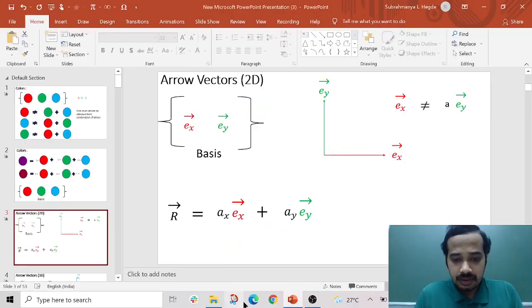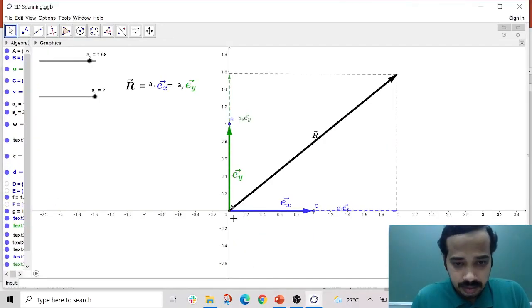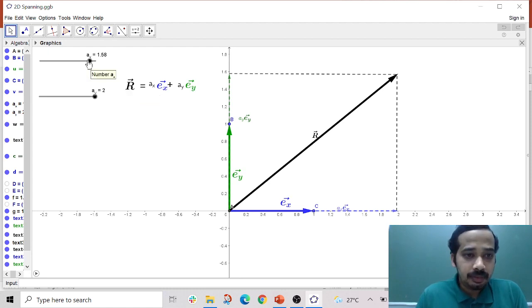We shall see this in a GeoGebra animation. Here I have taken the Ex vector, that's along the x-axis, a unit vector, the Ey vector along the y-axis, and the R vector, which is a resultant of Ax into Ex plus Ay into Ey. And again, by changing this Ax and Ay that I can change here, you can generate any vector in a plane. So this is the basic idea.